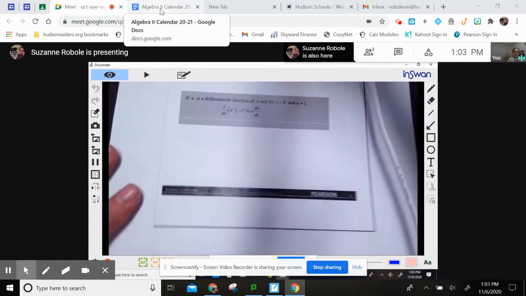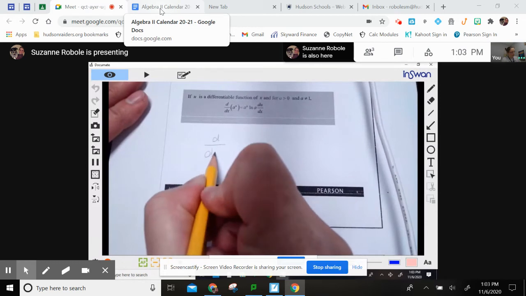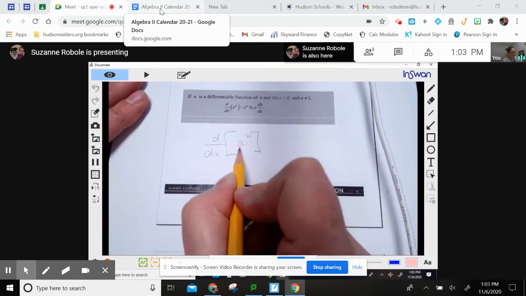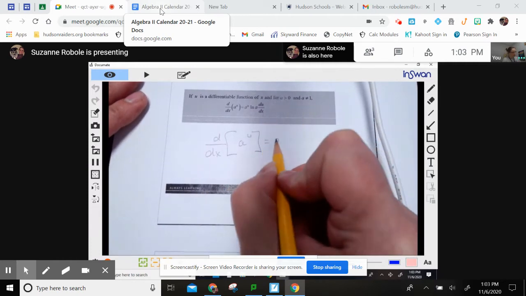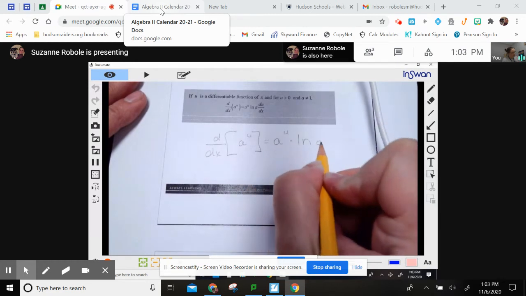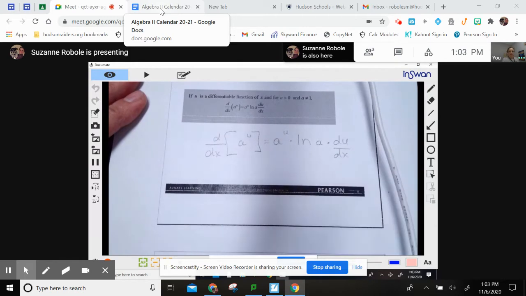On the third page here, we are finding the derivative of a to the u, and again, a is a constant. So as we do this, it's going to be a to the u times the natural log of a times the derivative of u.